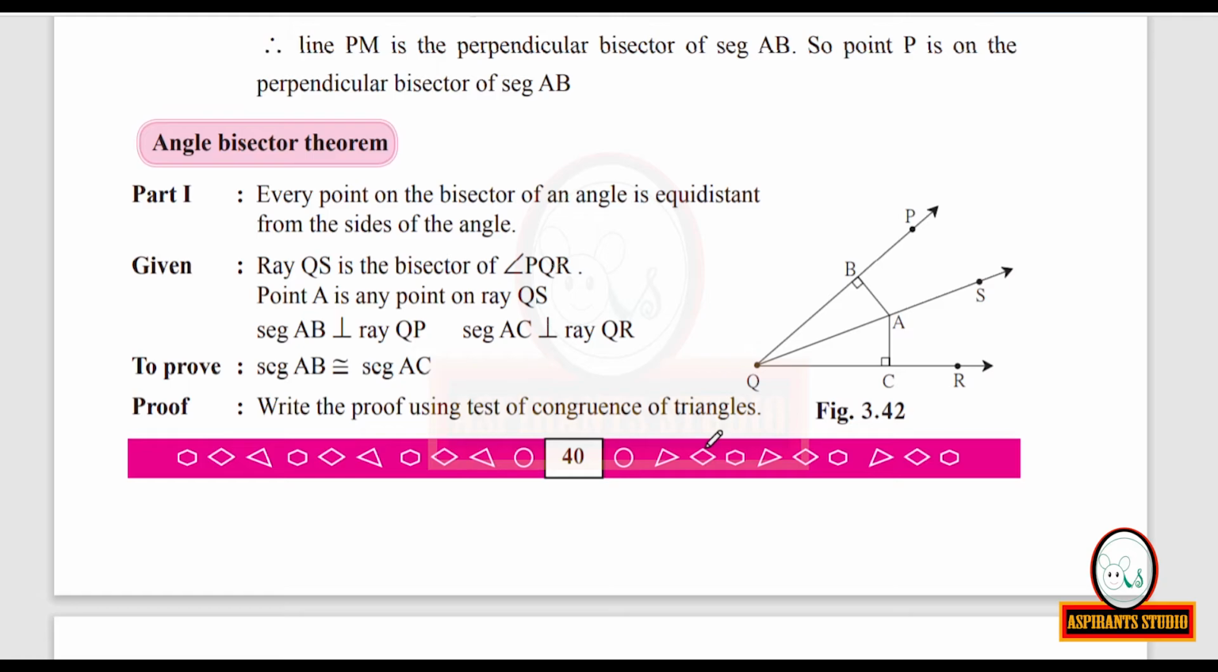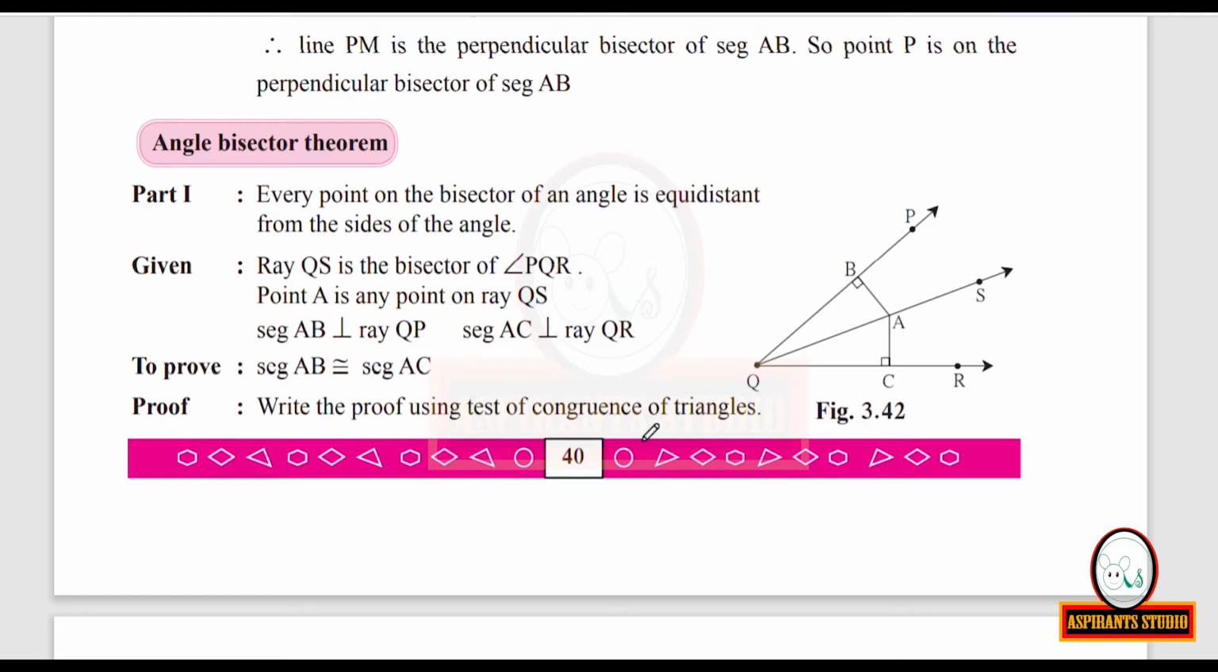Therefore, segment AB is congruent to segment AC. CSCT, corresponding sides of congruent triangles. That is what you want to prove, segment AB is congruent to segment AC. Within brackets you have to write CSCT, that is corresponding sides of congruent triangles.